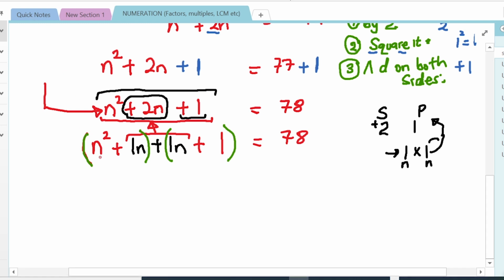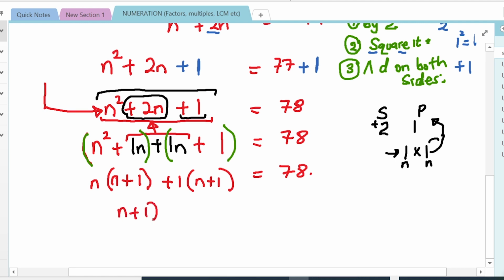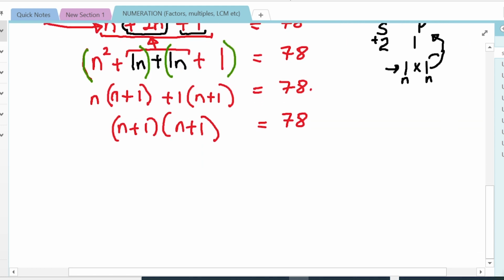So we continue. That is going to become n squared plus n, put n outside the brackets, times n plus 1, plus 1 times n plus 1, is equal to 78. So this is going to become n plus 1 outside the brackets times n plus 1 giving us 78. Then from there, we have n plus 1 squared is equal to 78.